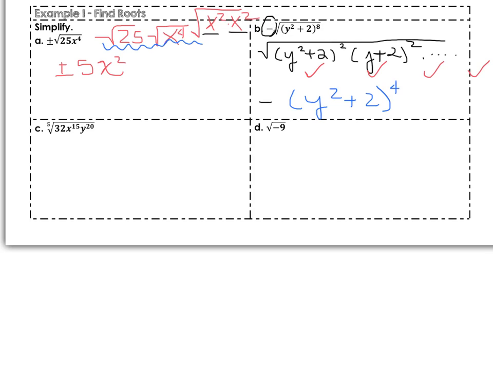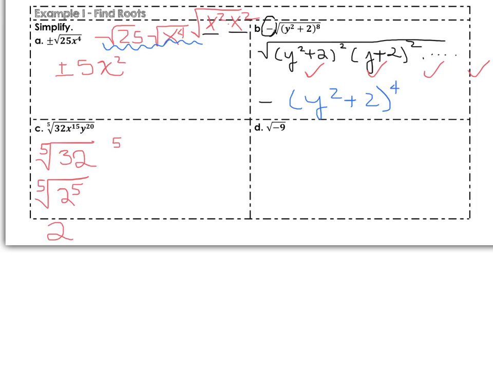When we're looking at C, all of a sudden we're dealing with a 5th root. The index is 5. That means things need to appear 5 times in order to be pulled out of a 5th root. The first part I'm going to look at is the 5th root of 32. Well, 32 is really just 2 to the 5th power. So the 5th root of 2 to the 5th power is just going to produce 2.